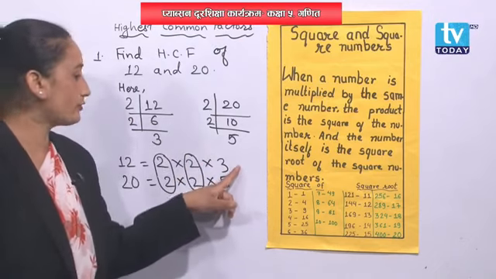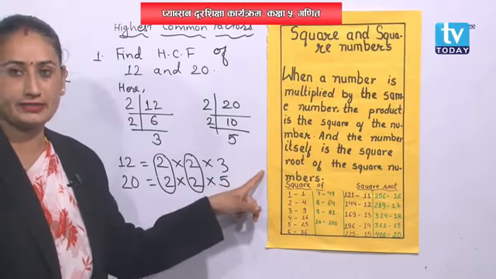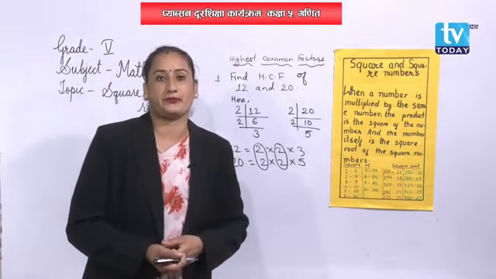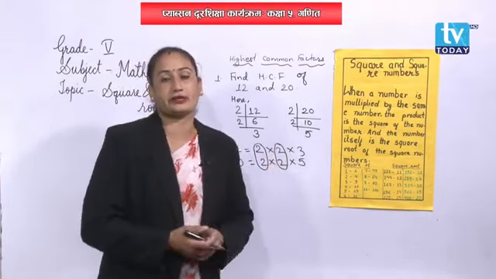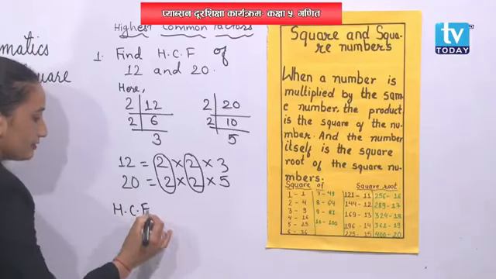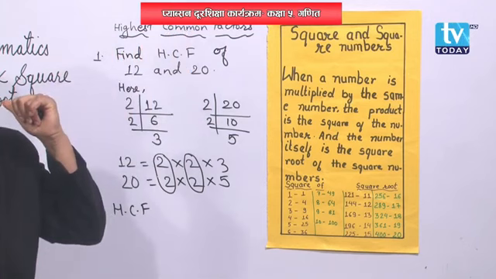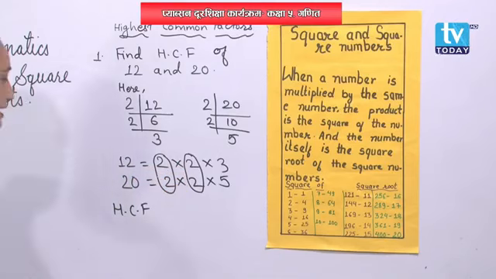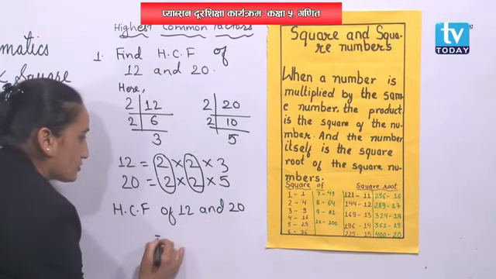Now, next is 3. Does it have another common pair 3 down below? No. And 5, is there any other common pair? There isn't, right? So, we are not taking these two numbers. Only the common factors, or we can say common pairs, we can take from these numbers. Okay, now HCF. Tell me students, HCF means highest common factor. So how do we find it? Whatever is written over here, write down HCF of 12 and 20 equals 2.